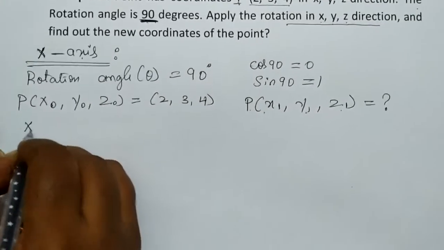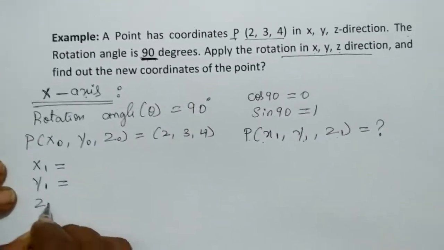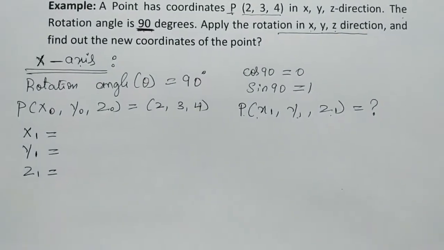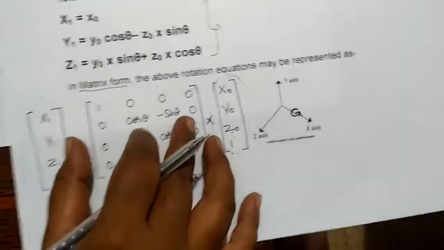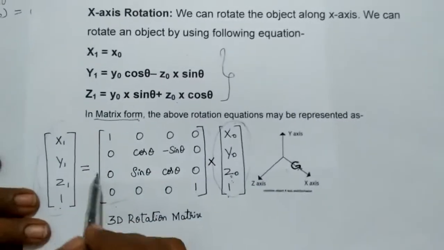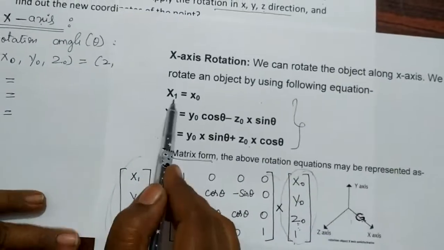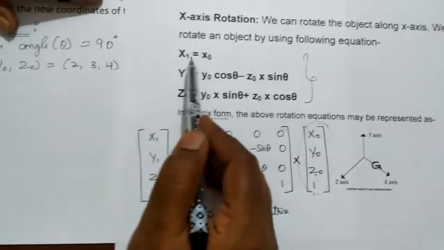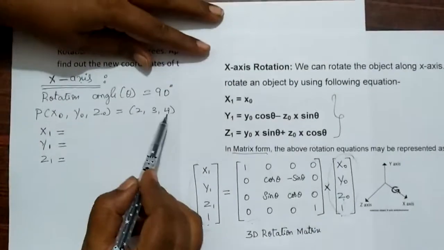We can get that from the equation we discussed previously. The equation is like this. Rotating an object along the x-axis, we can perform using this equation or the matrix form. Now in this example we will use this equation. How do we find x1? x1 will be x0. In this case, x0 will be 2, y0 will be 3 and z0 will be 4.